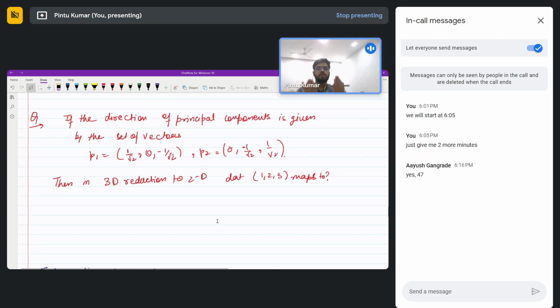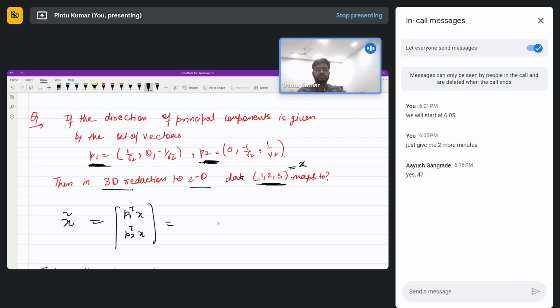Okay, so now we will do one example. I think there is a similar question in the assignment also. We are already given two principal components, P1 and P2. Now they are asking us, if we convert our 3D space to 2D, where would the point 1, 2, 3 map to? As I mentioned, let's call this point x. So x tilde, that is the map of x, is P1 transpose x and P2 transpose x.